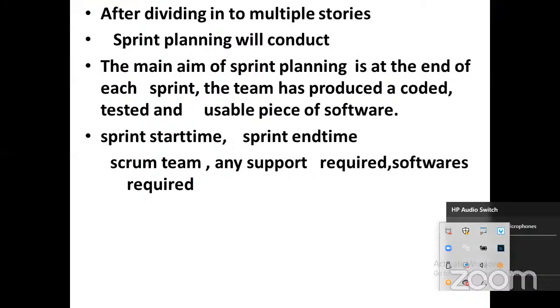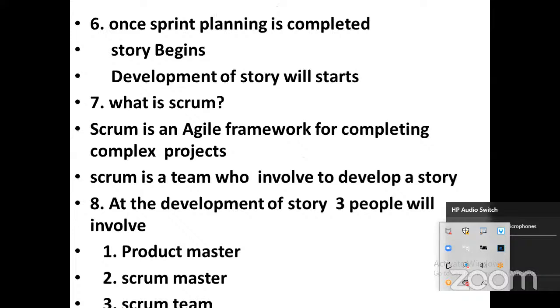Are you following, everyone? The main aim of sprint planning is that at the end of each sprint, the team has to produce a coded, tested, and usable piece of software. It consists of information like sprint start time, when to start the sprint, what the end time is, how many Scrum teams are required, whether any support or any third-party software is required. Once sprint planning is completed, story begins. Story begins means development will start.